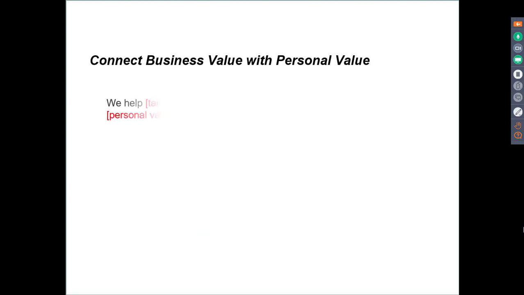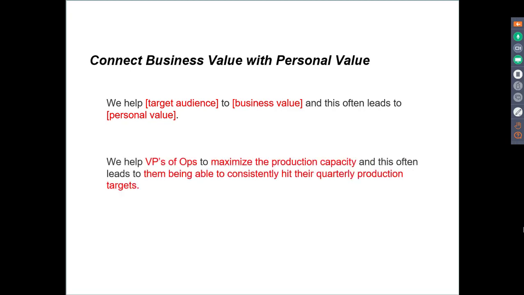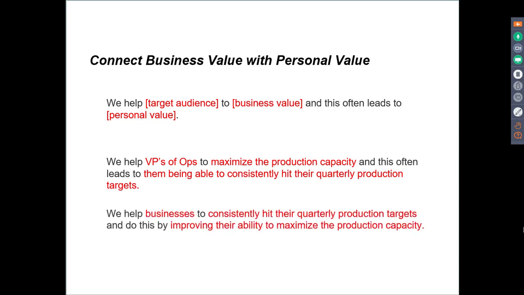Connecting business value with personal value. We help target audience to business improvement, and this often leads to a personal improvement. We help VPs of ops to maximize the production capacity, and this often leads to them being able to consistently hit their quarterly production targets. We help businesses to consistently hit their quarterly production targets and do this by improving their ability to maximize the production capacity.